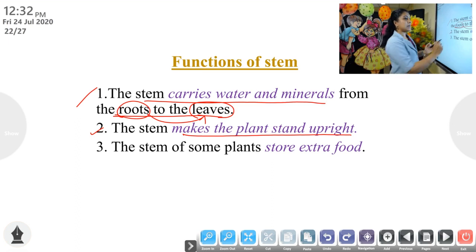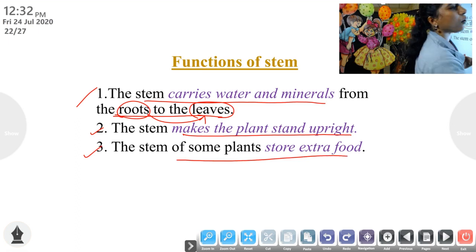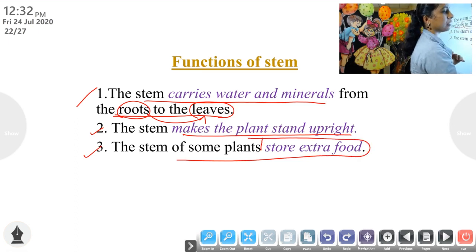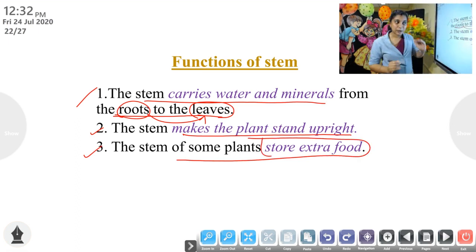Clear? And third point, the stem of some plants stores extra food. You learned that roots of some plants store extra food, right? Like that, the stem of some plants also stores extra food. These are the three functions of the stem.